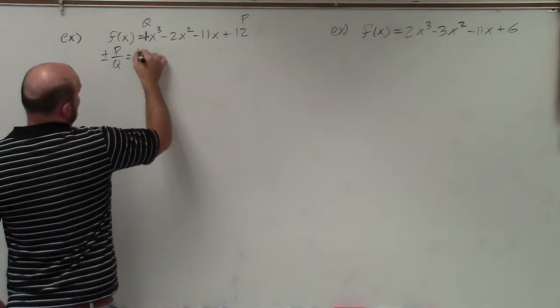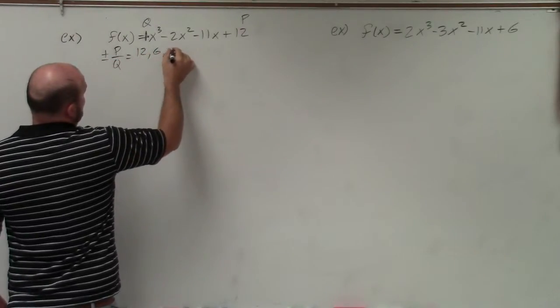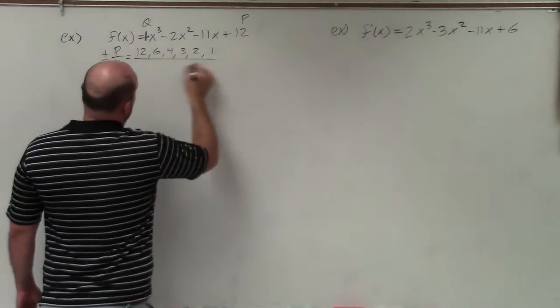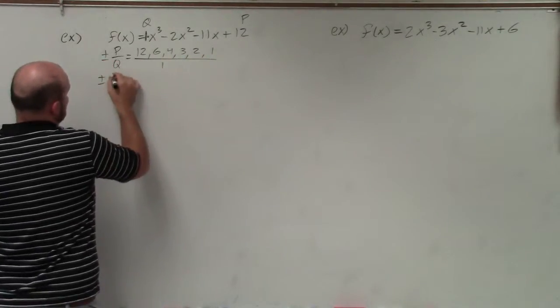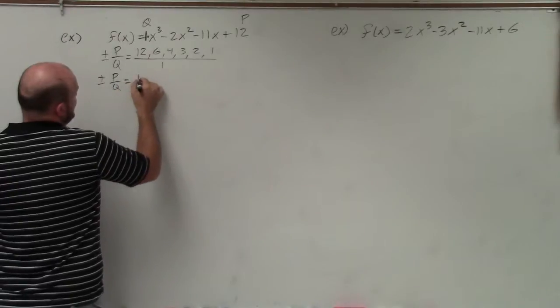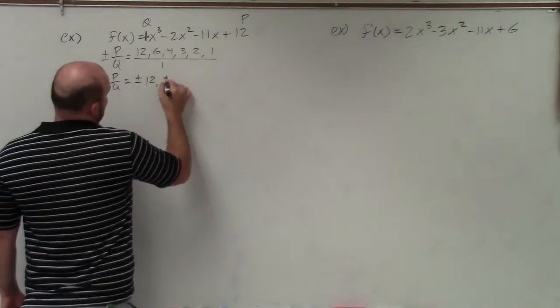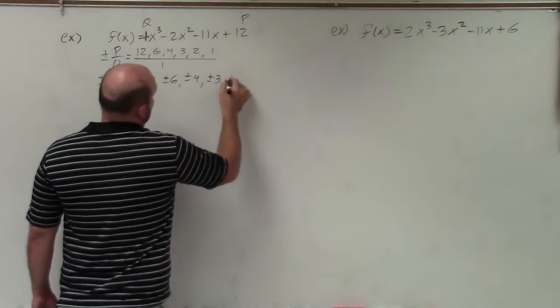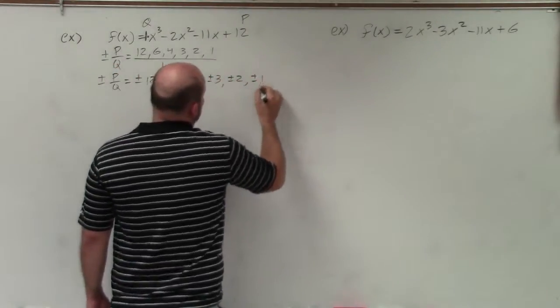Again, I list all the factors. So that's going to be 12, 6, 4, 3, 2, 1, all over 1. So my rational zeros, P over Q, are going to equal plus or minus 12, plus or minus 6, plus or minus 4, plus or minus 3, plus or minus 2, plus or minus 1.